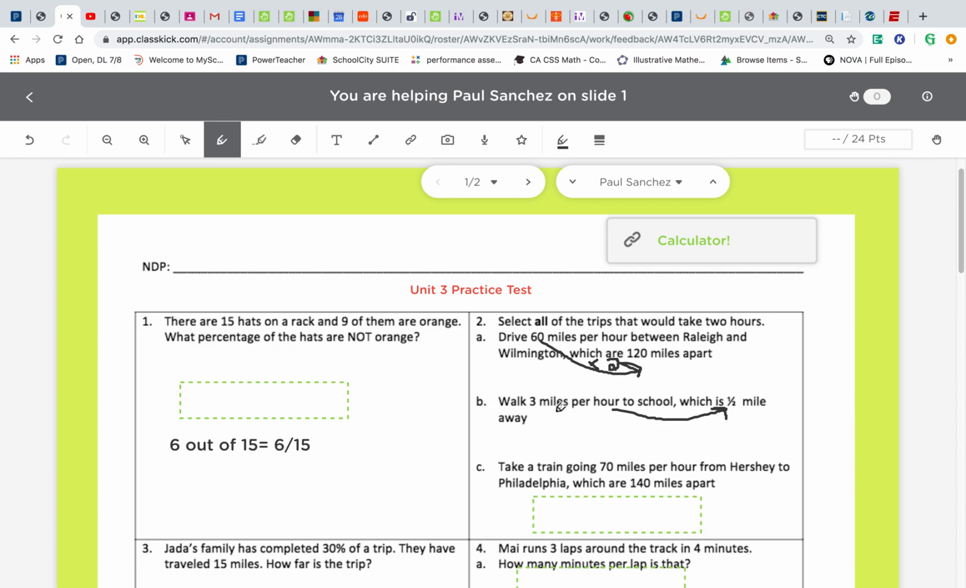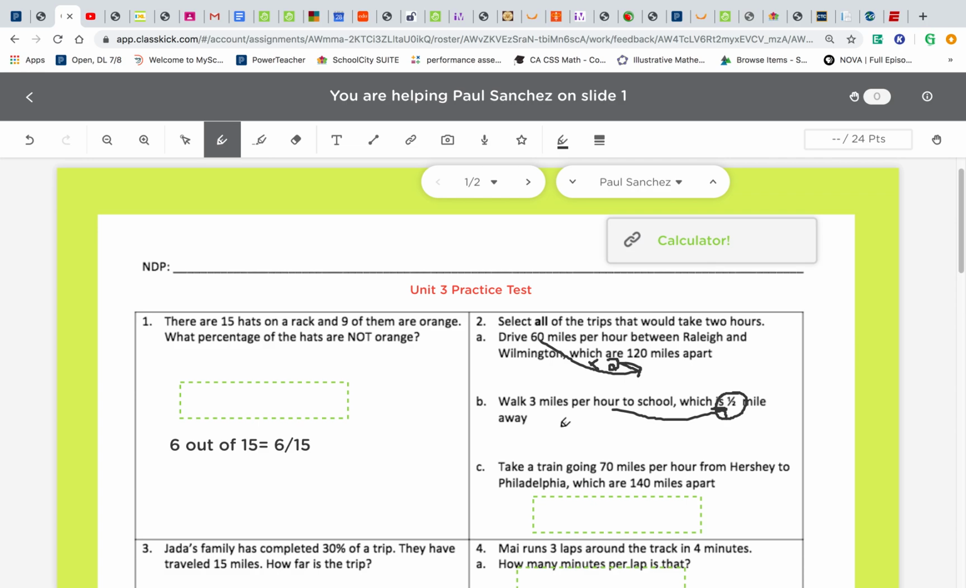Wait, I'm sorry, I'm getting confused here. So if you have to walk a half mile, that's all you have to do. You're walking 3 miles per hour. Is it going to take more than an hour or less than an hour? Well, if you get 3 miles covered in an hour and it's only half a mile away, it's going to be less than an hour. So is that going to be 2 hours? It's not going to be 2 hours, so it's not going to be one of our choices. So this is not one. Thank you, Mr. Greenwald.